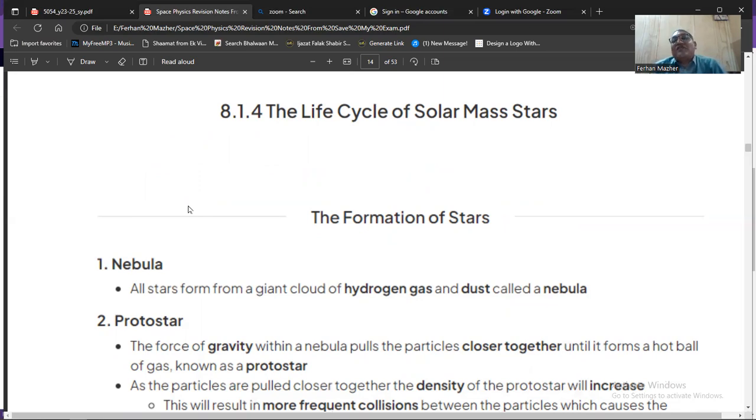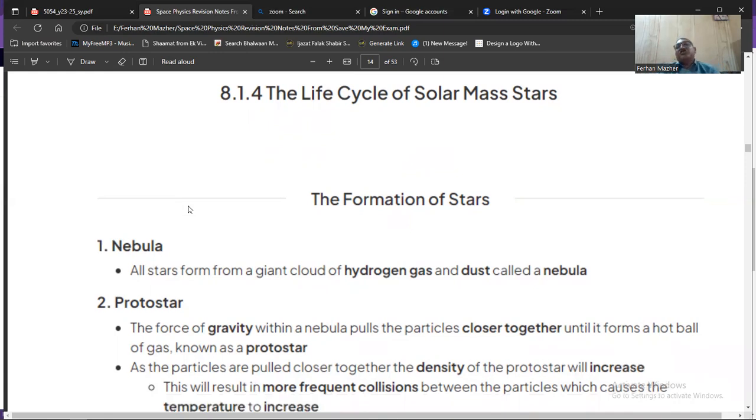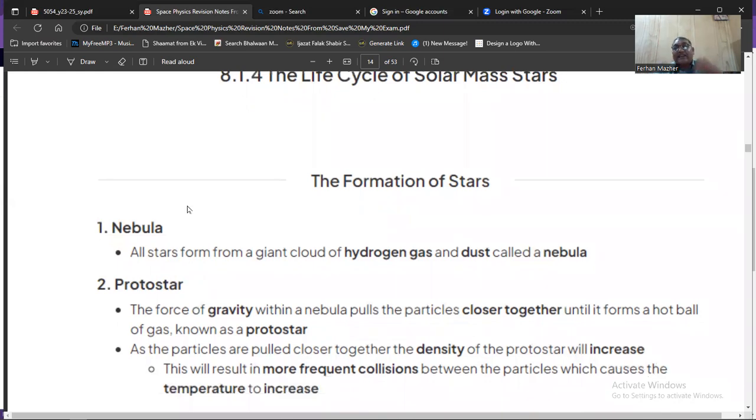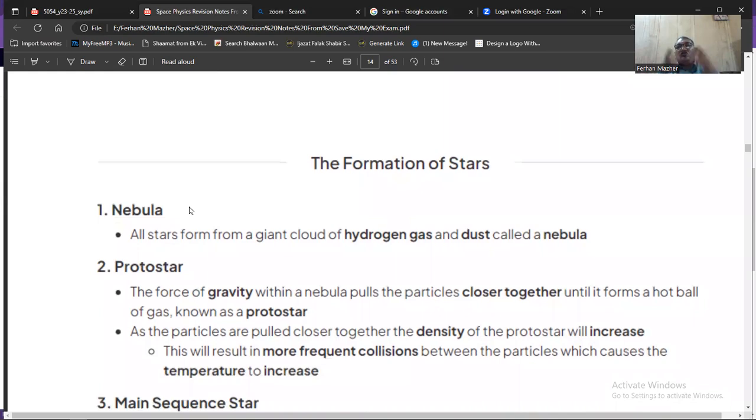The life cycle of a solar mass star is a very, very important question. The formation of the stars, nebula. So that's the life cycle, how a star is born, and the different stages in the life of a star. The first one is nebula. Nebula is a cloud of dust and gases. All stars form from a giant cloud of hydrogen gas and dust called a nebula.